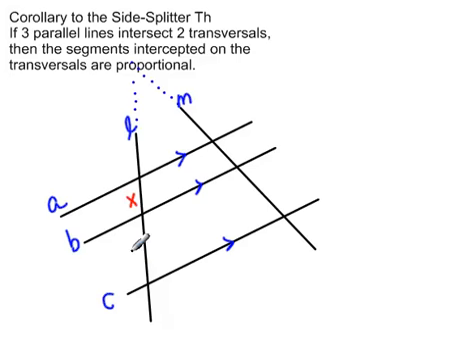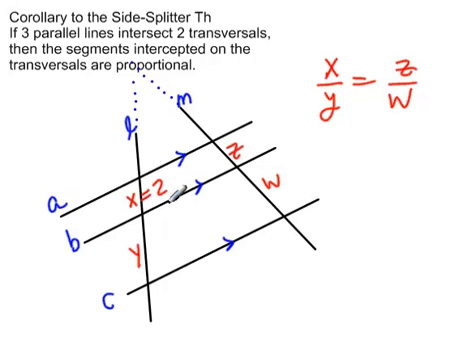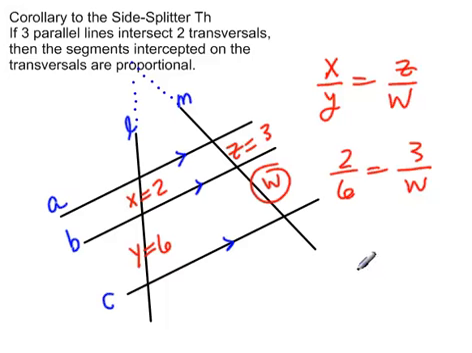So if we had x, y, z, and w, we would have the proportion of x over y equals z over w. Means that they are proportional. Plugging in, let's say that x is equal to 2, y is equal to 6, w is equal to 3. We're actually looking or solving for w in this case. Plugging in and solving, we have 2 over 6 equals 3 over w, just substituting there.